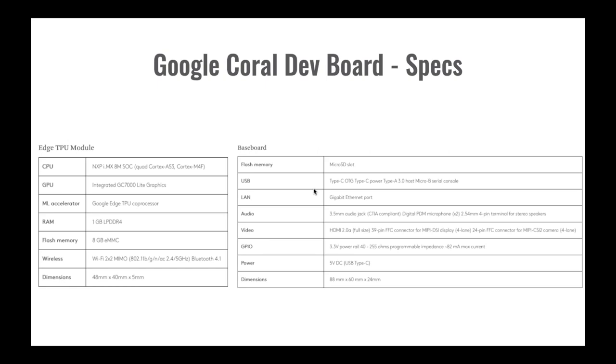There are some other details, like it comes with a 3.5 mm audio jack, an HDMI port, and multiple GPIO pins that are compatible with Raspberry Pi. It also has flash memory in the form of a micro SD slot, so you can extend the storage by inserting a micro SD card. So those are the specs for the Google Coral dev board, the Raspberry Pi-like device.